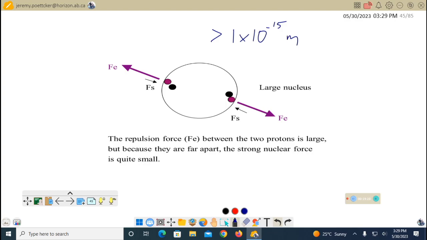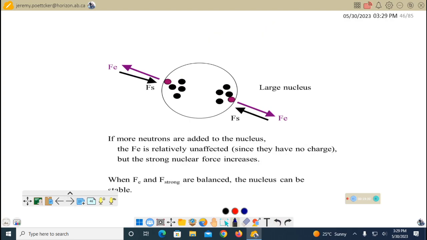So the electrostatic repulsion is bigger than the strong force, which means at this point we're going to rip the nucleus in half, and we've got radioactive decay going to happen. But if we add more neutrons, now we increase the magnitude of the strong force. We don't affect Fe, because they don't have any charge, but the strong nuclear force increases. And so, as you can see here, when Fe and Fs are balanced, the nucleus can be stable.